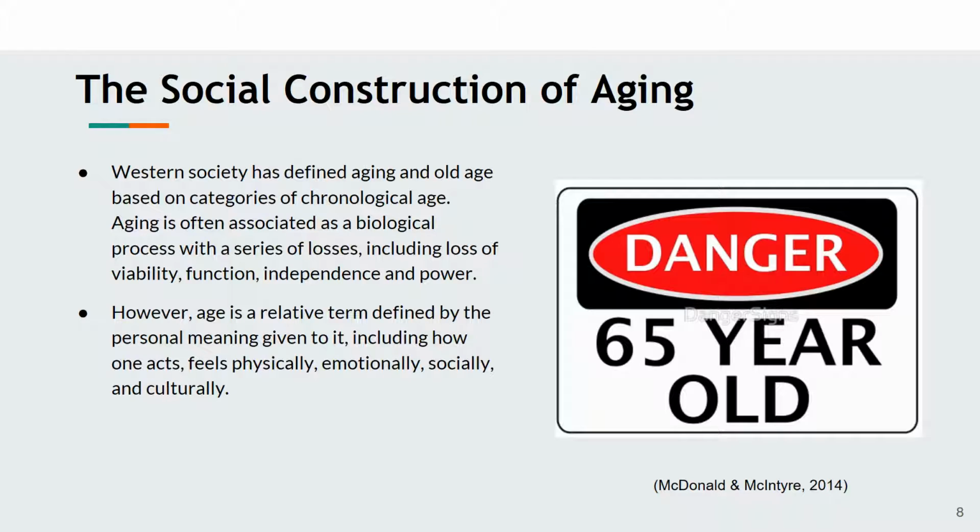Like we mentioned previously, the definition of aging is going to be based on the perspective that we look at it from. But in general, we need to acknowledge the social construction of aging. Western society has defined aging and old age based on categories of chronological age. Aging is often associated as a biological process with a series of losses, for example, loss of viability, losses of function, independence, and power. However, aging is a relative term defined by the personal meaning one gives to it, including how one feels, acts physically, emotionally, socially, and culturally.